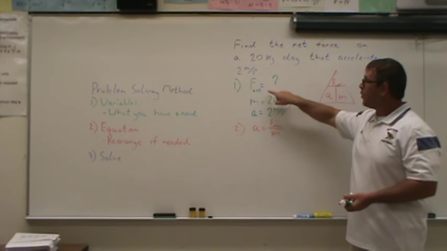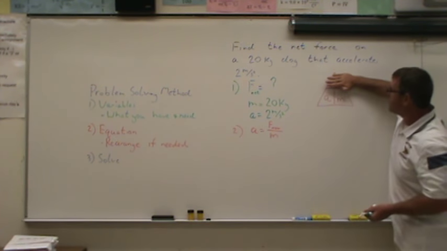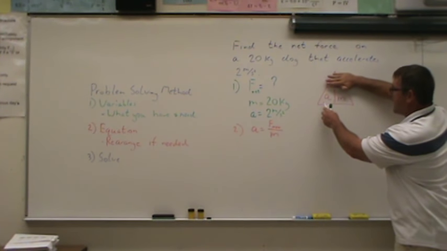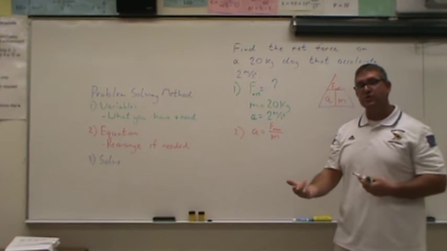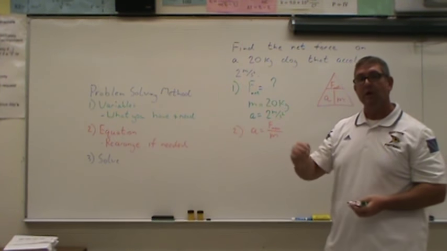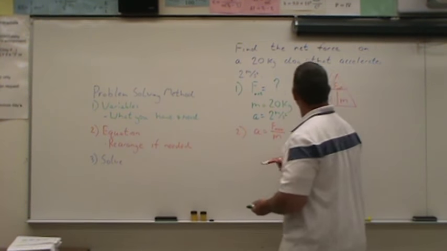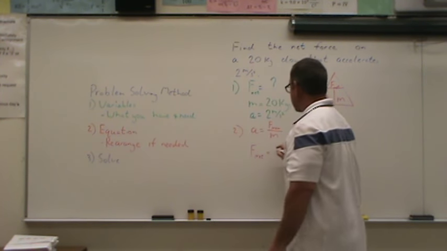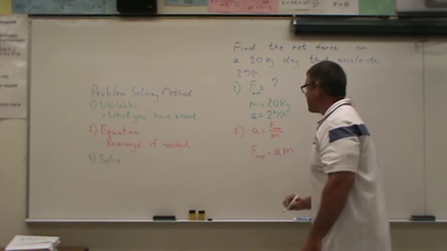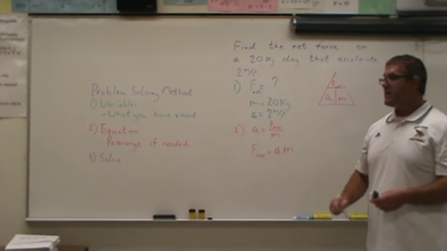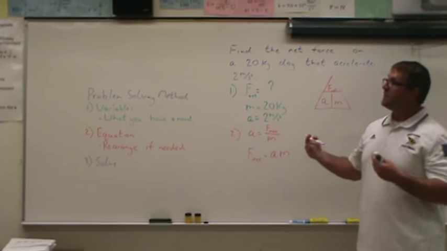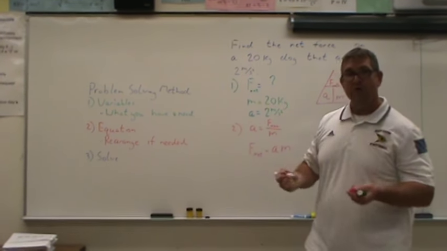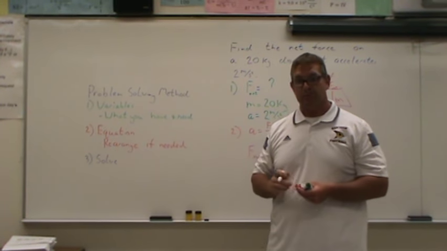We go back to step 1. We're looking for force. We cover force on the triangle. And what do we have? Well, that's force equals A times M. When they're next to each other in the triangle, it's multiply. When it's above and below, it's division. So here, we have rearranged it. So force net equals acceleration times mass. That's how you rearrange an equation if it's a 3-variable equation with the triangle. If it is a 4 or more variable equation, those will be given in the year.